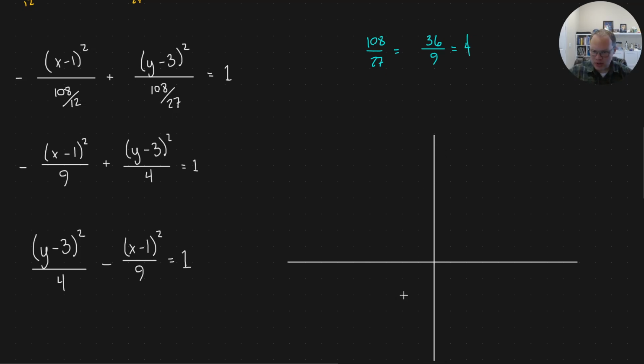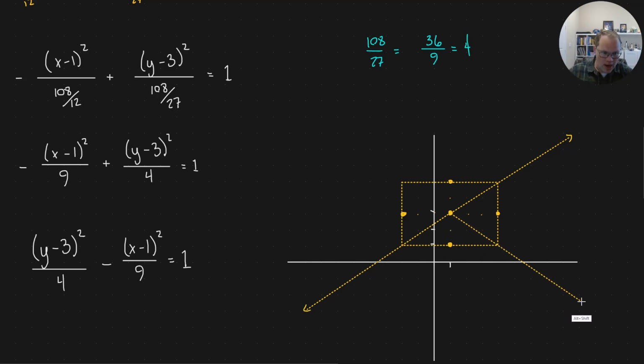Okay, my center is at positive 1, positive 3, right? When x is positive 1 and y is positive 3, these guys go to 0. So positive 1, positive 3 right here. In the x direction, I'm going to go out 3 units because that's the square root of 9. 1, 2, 3. 1, 2, 3. In the y direction, I'm going to go out 2 units because that's the square root of 4. 1, 2. 1, 2. Draw a box around those, and then draw your asymptotes through opposite corners of the box.